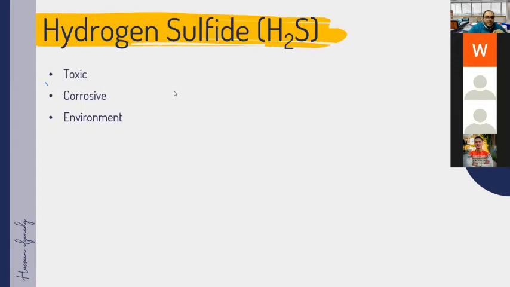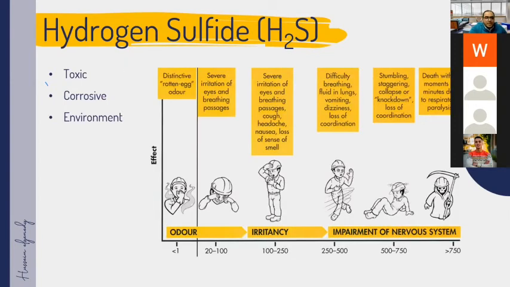Next is the hydrogen sulfide. Why do we need to remove the hydrogen sulfide from the gas? Because it's a toxic and corrosive gas, and also we need to remove it to keep our environment clean and safe. Maybe some of you know, or some don't know, the hydrogen sulfide is a very toxic gas.